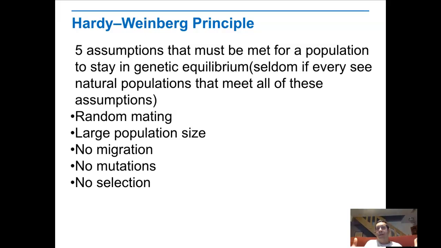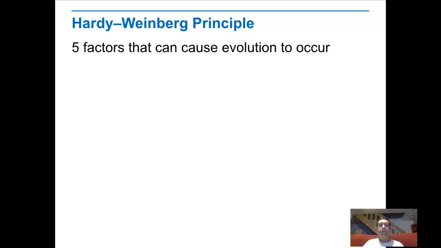So if this rarely happens, how is it useful? Well, it gives us a way to measure evolution, and then allows us to look at which of these assumptions are not being met so that we can then determine what is the cause or causes of evolution in that population. There are 5 factors that cause evolution to occur.